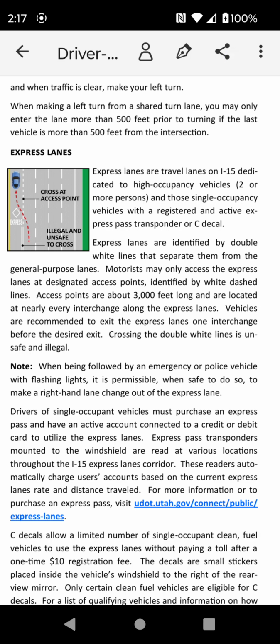And when traffic's clear, make your left turn. So basically what I monologued to you earlier. When making a left turn from a shared turn lane, you may only enter the lane more than 500 feet prior to turning if the last vehicle is more than 500 feet away.